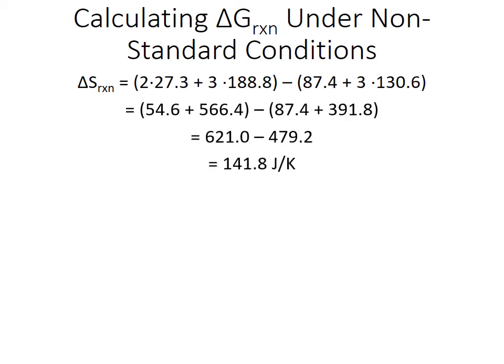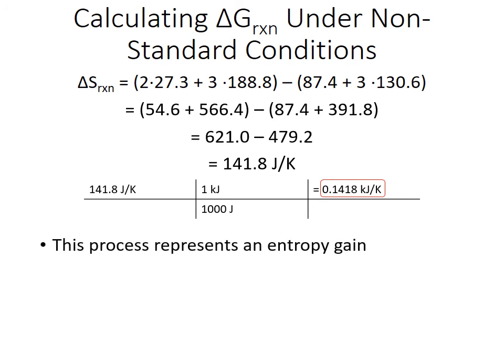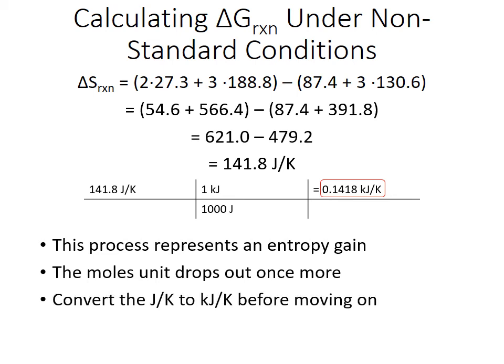At the end of our crunching, we get 141.8 joules per Kelvin, but we're not quite done yet. We're going to convert that joules per Kelvin into kilojoules per Kelvin through the conversion factor of 1,000 joules in 1 kilojoule, giving us a final entropy value of 0.1418 kilojoules per Kelvin. This process represents an entropy gain. The moles unit drops out once more, and we've converted into the correct energy units before moving on.